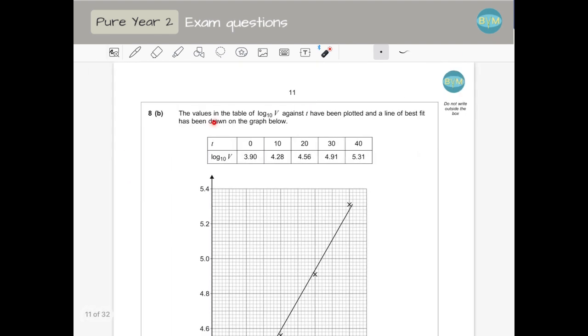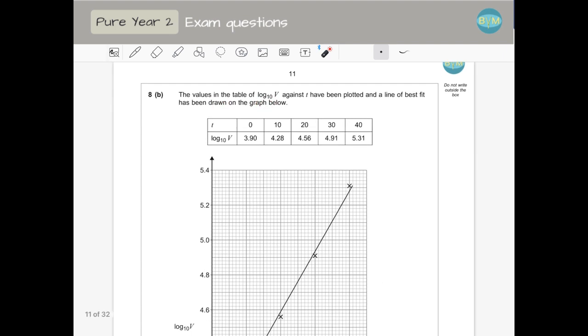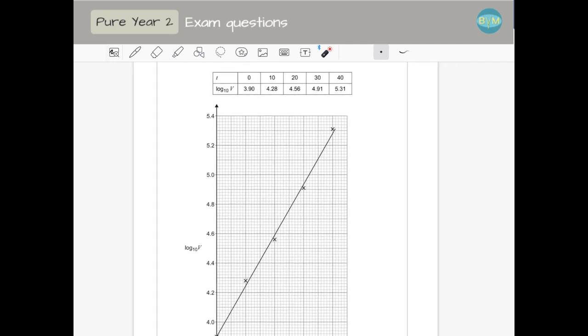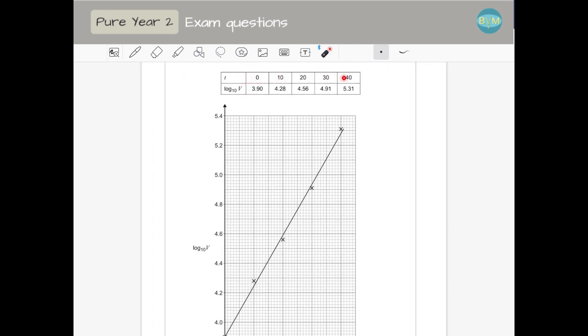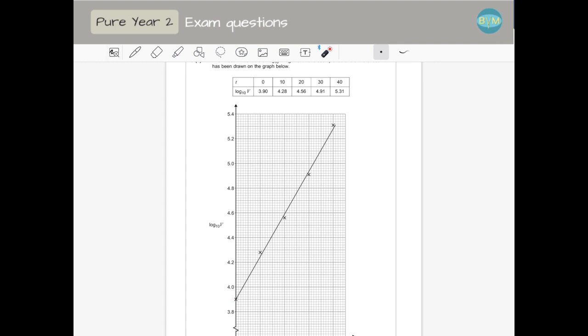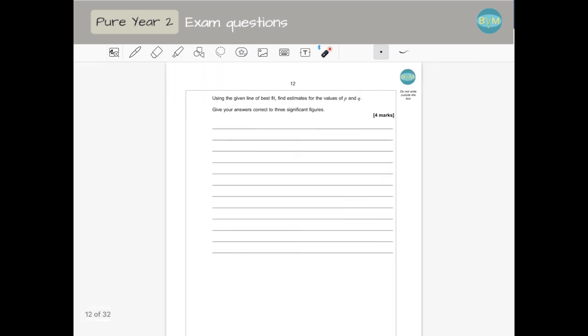And then the values in the table of log V against T have been plotted, and a line of best fit has been drawn in the graph below. So we have the values of T, which are the years since 1970, and the values of the log, and then they plot the points in a scattergram diagram, and they draw a line of best fit. Using the given line of best fit, find estimates for the values of P and Q. Give your answer to 3 significant figures.